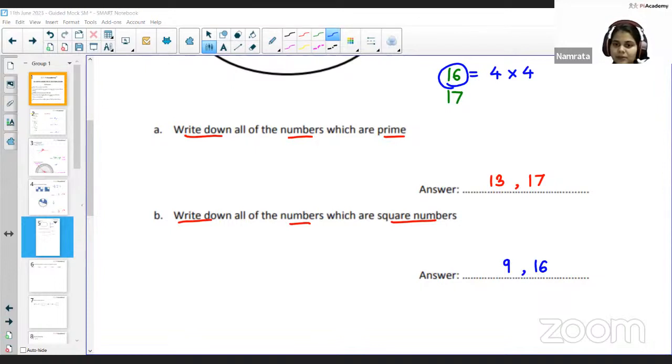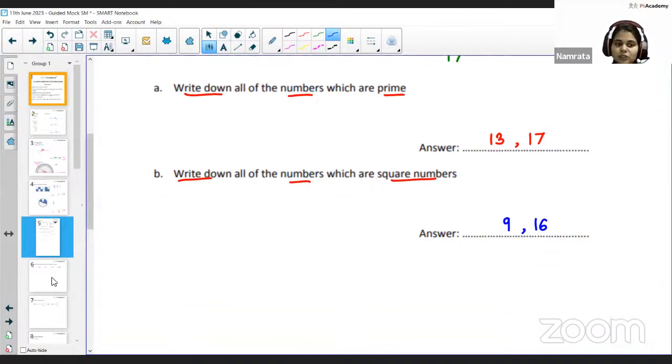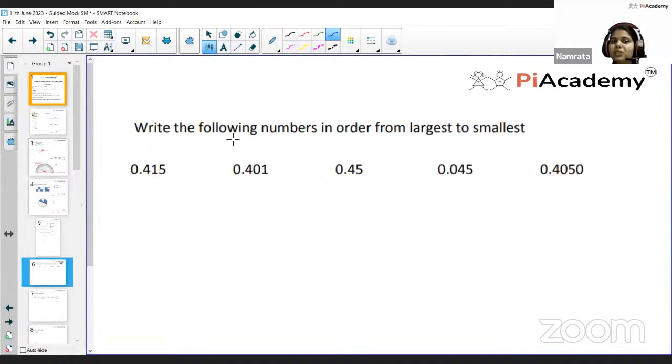Yes. Great. Moving on to the next question of the day. We need to write the following numbers in order from largest to smallest. Take your time.